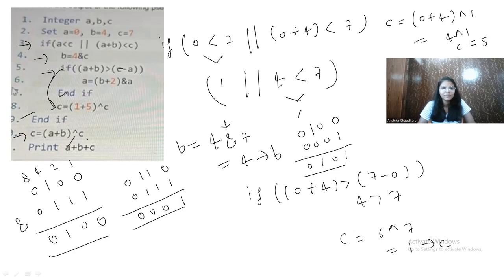Okay, so let's come here and print A plus B plus C. A value was 0 only, B value was 4, plus C value was 5. So it will become 9. So 9 will be the correct option over here, right? So yeah, let's move on to the next question.